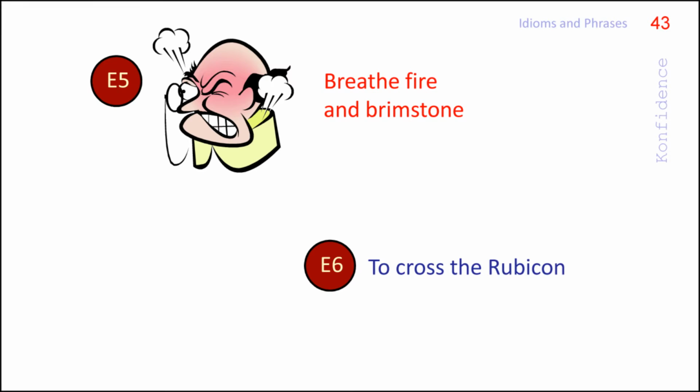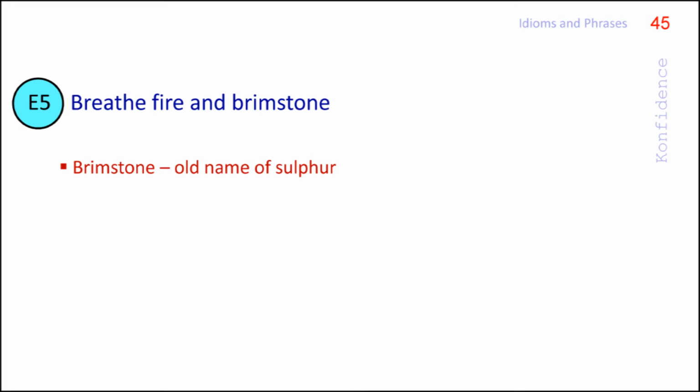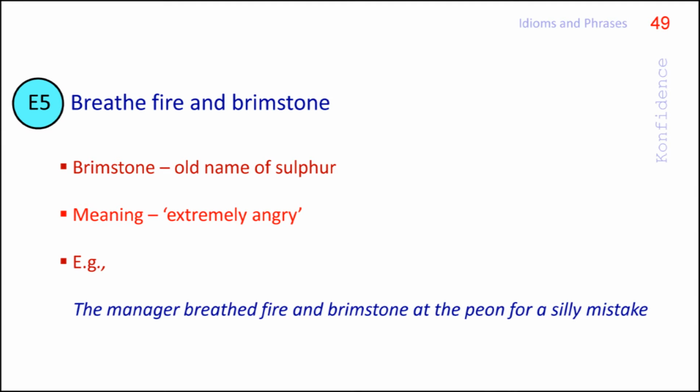Let us ponder over the meanings of the idioms given in the slide. Brimstone is the old name of sulfur. It is believed that sulfur burns and creates fire in the hell. The meaning of the idiom given in the fifth example is extremely angry. For example, the manager breathed fire and brimstone at a peon for a silly mistake.